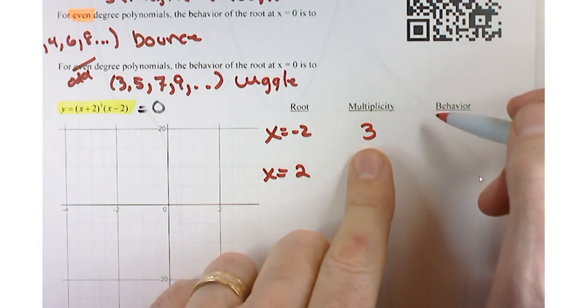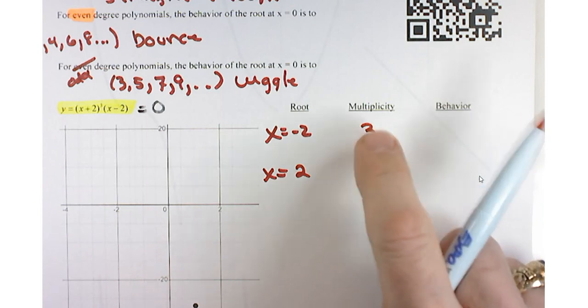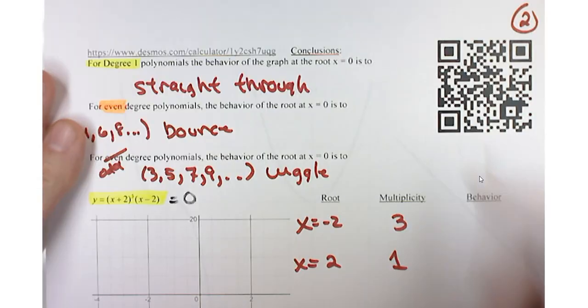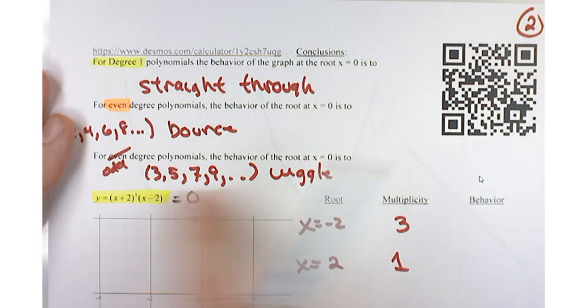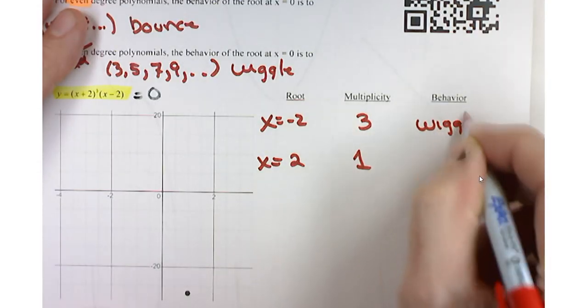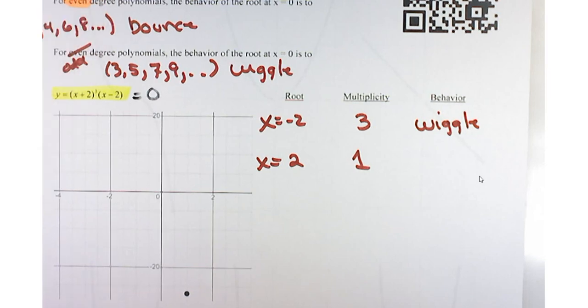What's the behavior of a function that has a multiplicity of 3 for its root? Well, we go back to the flip side of our handout. Actually, don't even go to the flip side. It's right up here. If you have an odd degree, then this function should have a wiggle. That's the behavior of the function at that root. How about the next one? At x equal 2, what's the behavior going to be there? Somebody said it? Straight through. Thank you.